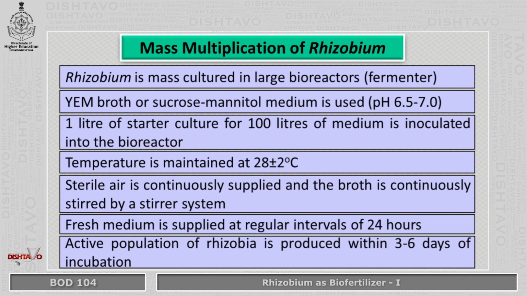Rhizobium is mass cultured in large bioreactors. YEM broth or sucrose mannitol medium is used with a pH of 6.5 to 7. 1 liter of starter culture for 100 liters of medium is inoculated into the bioreactor. The temperature is maintained at 28 degrees Celsius. Sterile air is continuously supplied and the broth is continuously stirred by a stirrer system. Fresh medium is supplied at regular intervals of 24 hours. Active population of rhizobia is produced within 3 to 6 days of incubation.